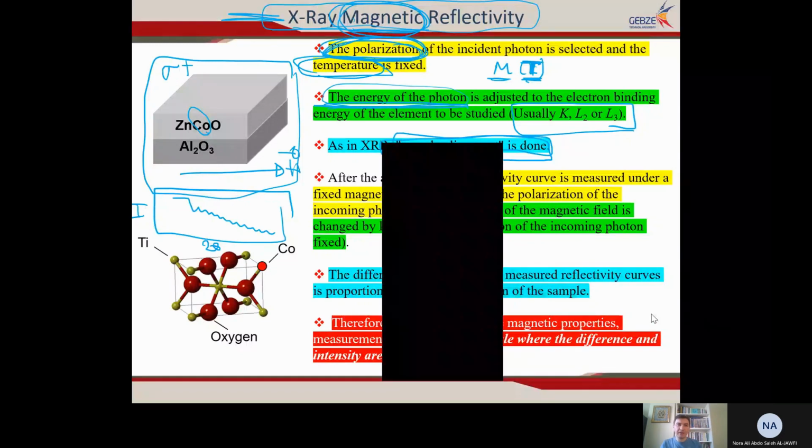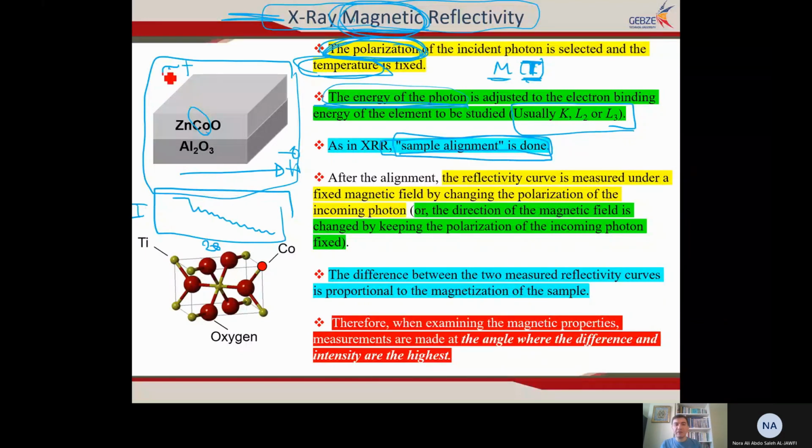And then you apply a magnetic field in this direction. Then you reverse the direction of the magnetic field, and then you repeat the X-ray reflectivity again. So if the sample is magnetic, there will be a difference between the blue and red curves in the X-ray reflectivity measurements. If the sample is not magnetic, these two curves will be identical, okay?